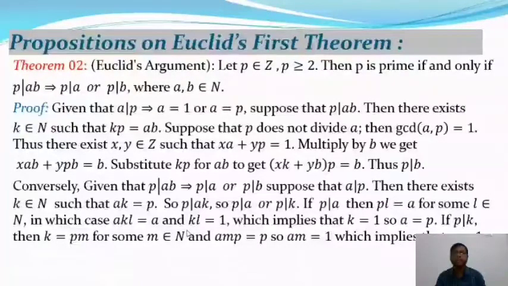Okay, so in which case, that means when we put P is equal to AK in the above equation, we will get AKL equals A. And after cancelling the term A on both sides, we will get KL is equal to 1, which implies that K is equal to 1. So therefore, from this equation, that is AK is equal to P, we will get K is equal to P.